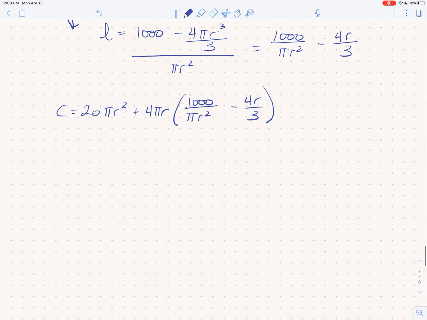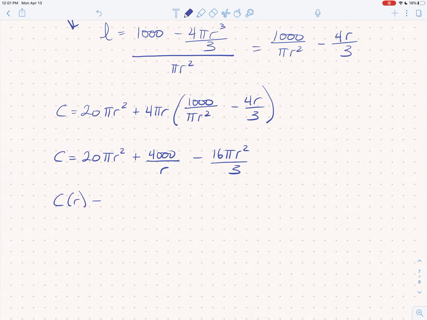And now we're just going to do some algebra, combine everything, clean everything up. So this is 20 pi r squared plus, let's see, we can cancel a pi and an r, and so we get 4,000 over r. And then minus, pushing everything through, we get a 16 pi r squared thirds. Notice that there's a pi r squared here and a pi r squared there, so we can combine these two as 20 minus 16 thirds is the same as, what, 44 thirds.